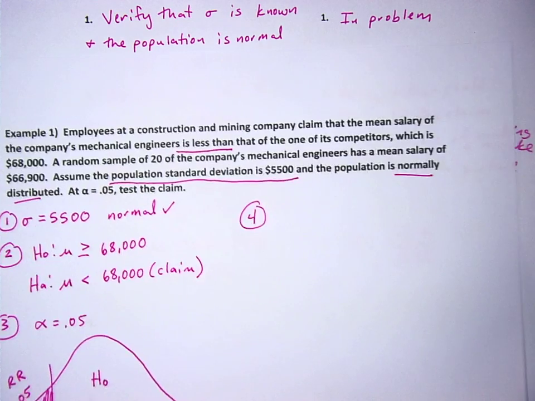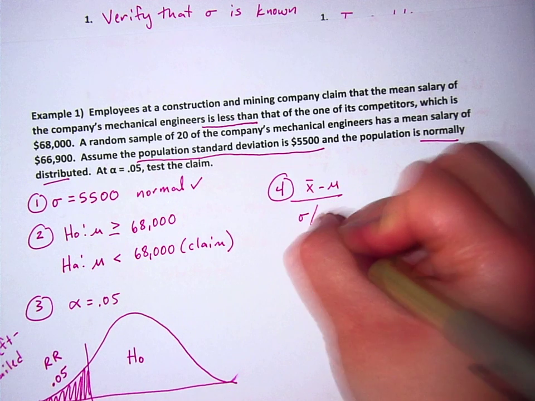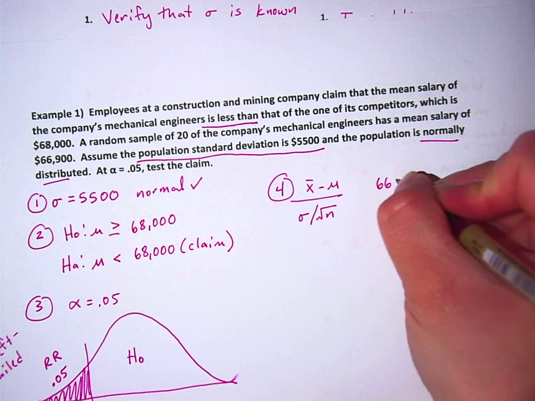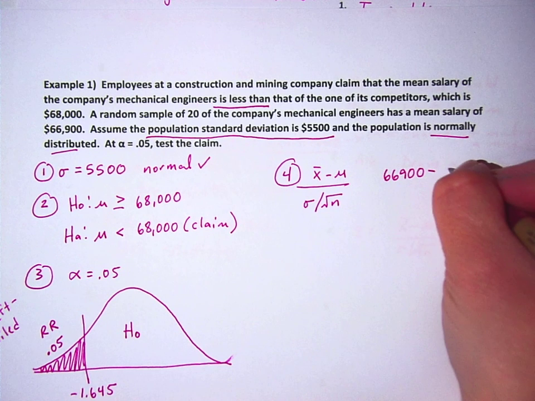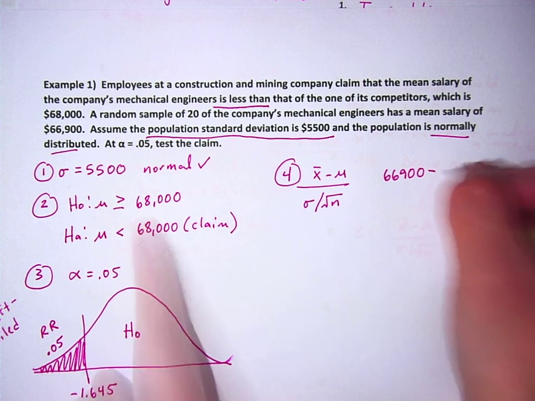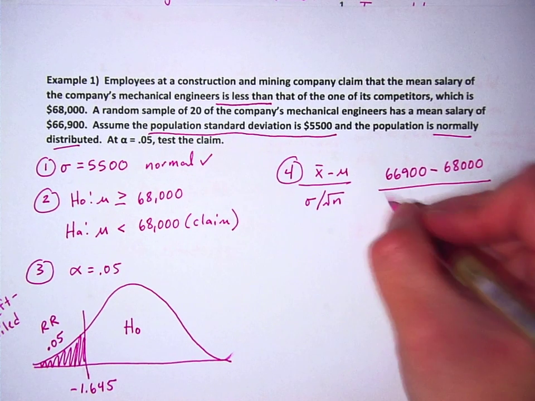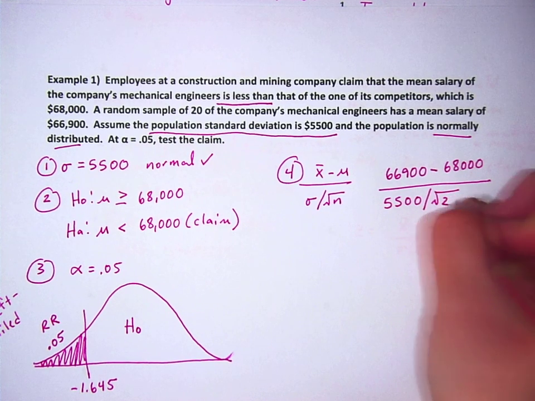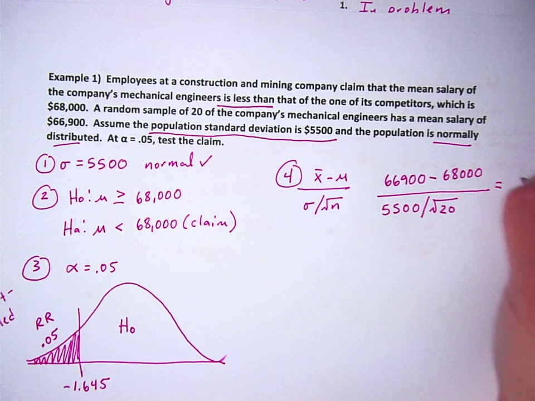All right, so step 4. Let's see, it was x bar minus mu divided by sigma divided by the square root of n. So x bar in the problem, when they actually interviewed the employees, they found out that their average was 66,900. And they were going to subtract the mu, and the mu is whatever the claim was. So that's 68,000. Divide by sigma, which was 5,500. Divided by the square root of n, which was 20. And if you do that math on your calculator, you find out that that is negative 0.89.